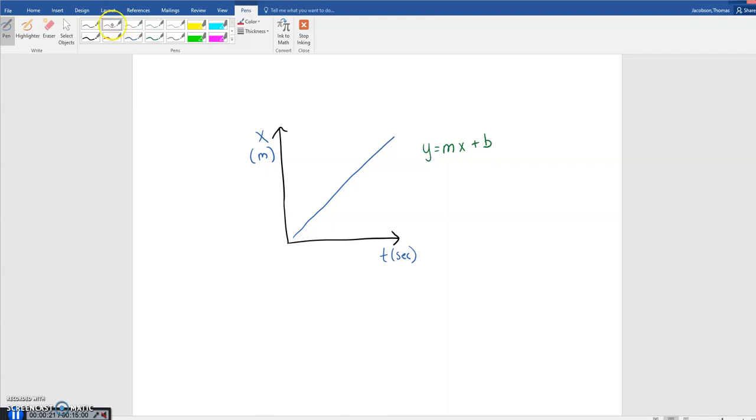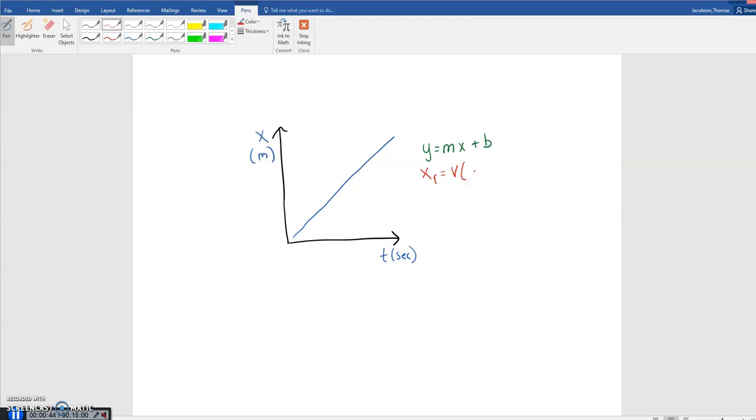Now I'm going to go ahead and do some things here. Just go ahead and follow along. So y represents our y-axis, which is position, but I'm going to call this x with a little f, meaning our final position. And then we know m is our slope, and hopefully by now you know the slope is the velocity.